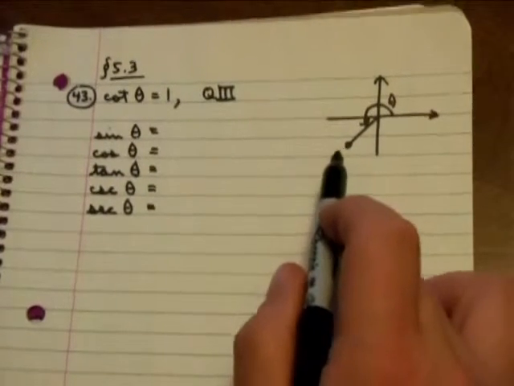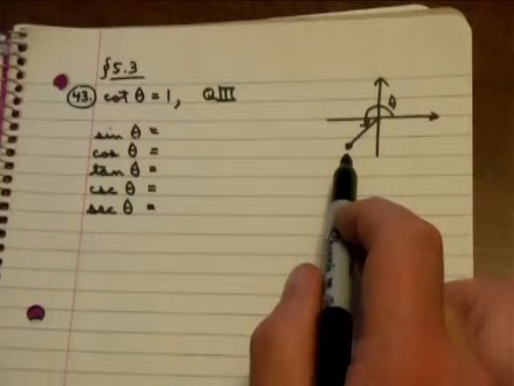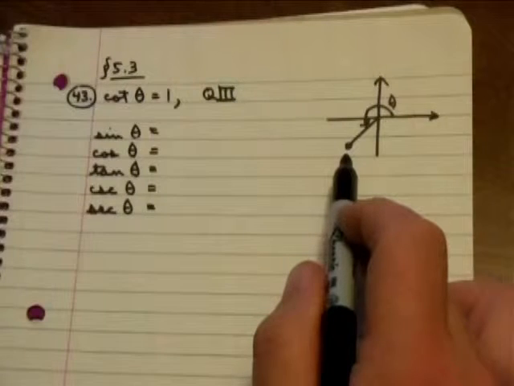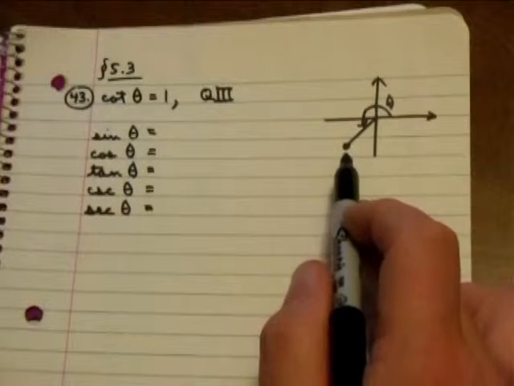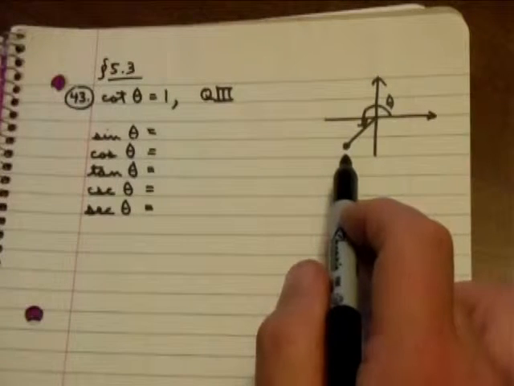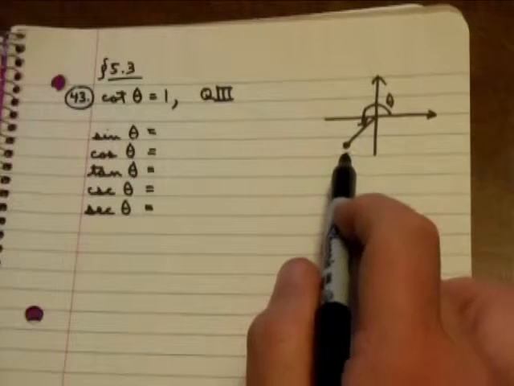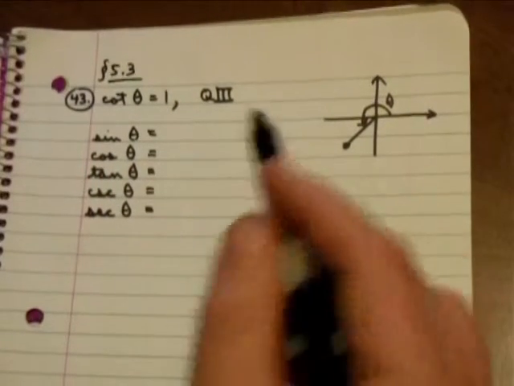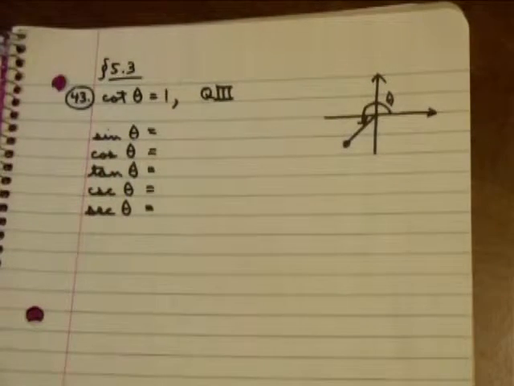So recall that in quadrant number 3, you have x values and y values both being negative. So that's an important factor to keep in mind. Also in this particular case, if cotangent is equal to 1, then that tells you that x and y carry the same value.